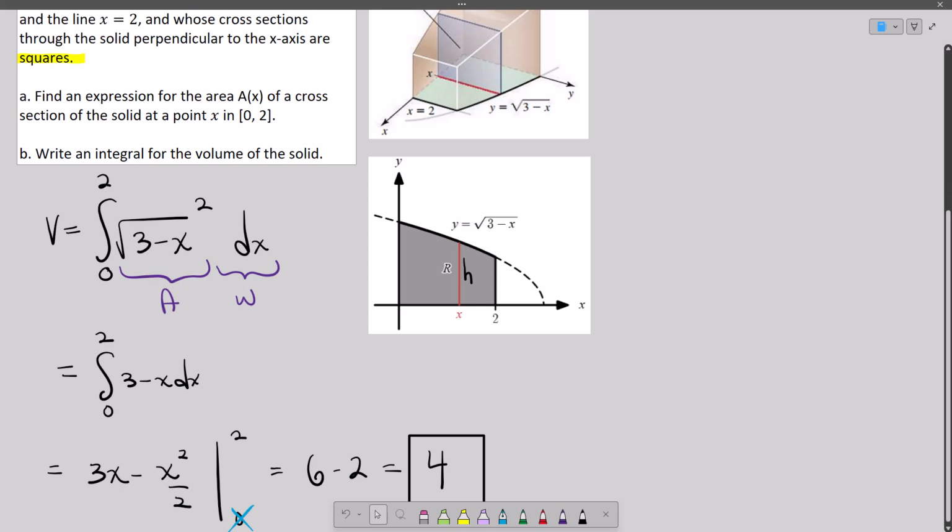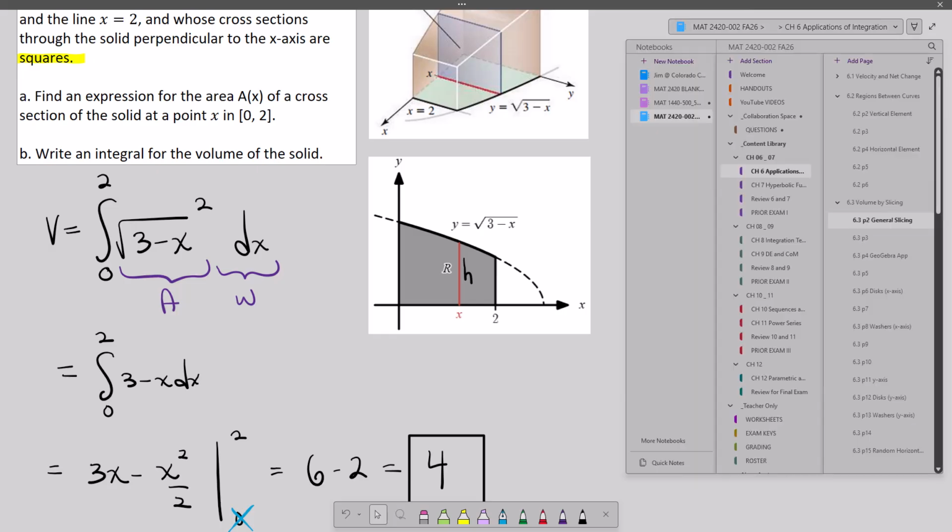So this is the general slicing principle. So if we have a solid object, and we can create a cross-section that is continuous and moves throughout the whole region, then we got it. So here, all the cross-sections are squares. So if we have something like that, we can find the volume. Let's try one that's a little different.